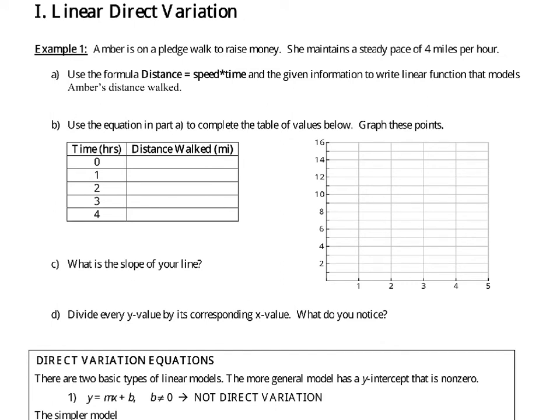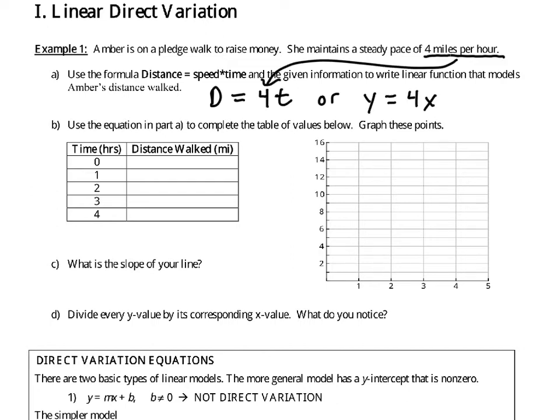To introduce you to linear direct variation, I'd like you to take a look at the application problem in example 1. Amber is on a pledge walk to raise money. She maintains a steady pace of 4 miles per hour during her walk. I would like you to take that information along with the prompts in parts A through D and see if you can complete the information. Take a second to pause the video and try all parts and then check your answers with mine.